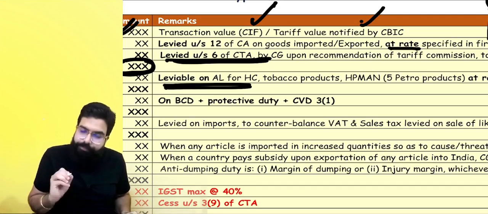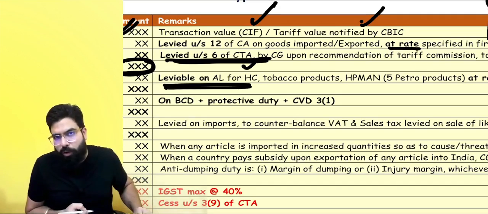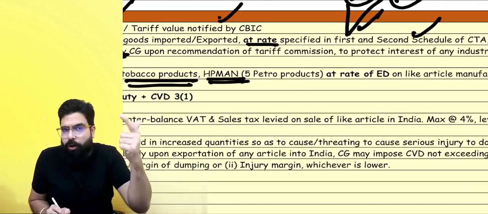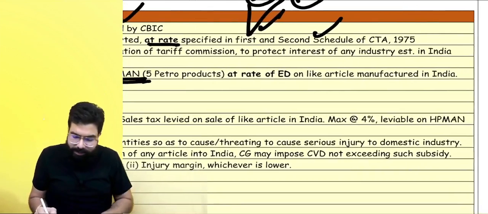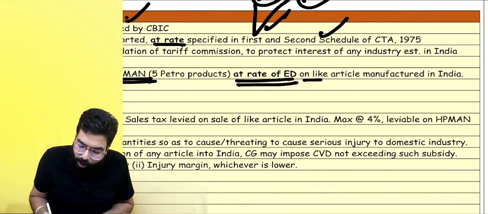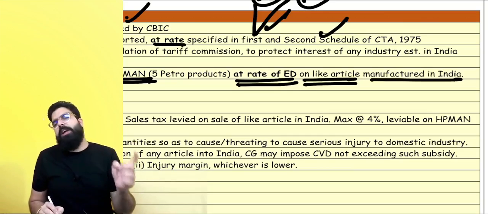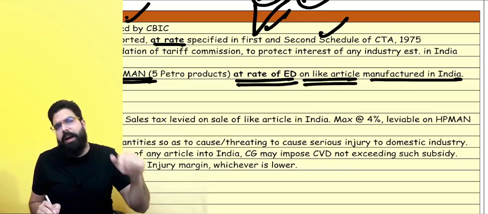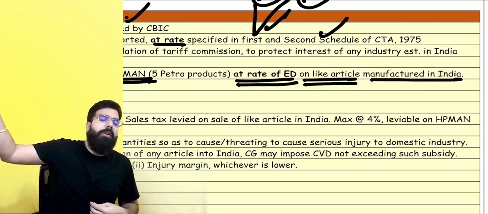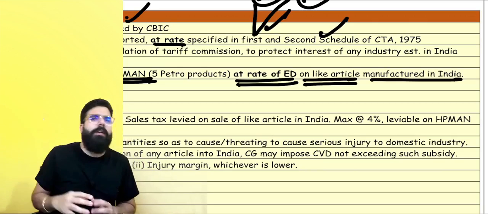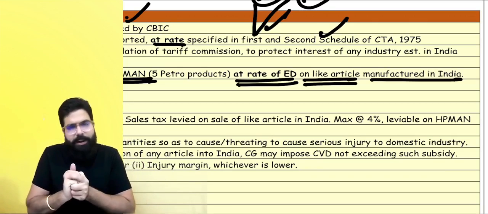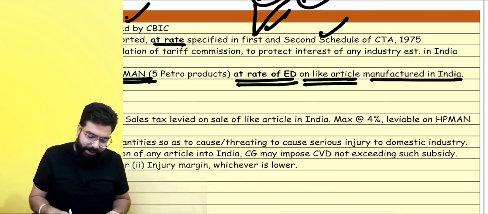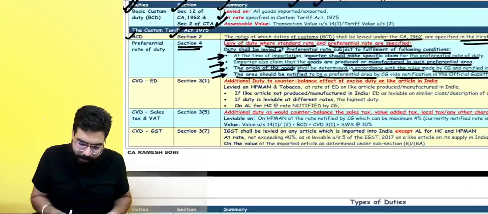It is levied on alcoholic liquor at the rate which is notified by the central government. It is levied on tobacco product, HP man, high speed diesel, petroleum crude, motor spirit, aviation turbine fuel, and natural gas at the rate of excise duty on like article manufactured in India. So, whatever is the rate of excise duty on tobacco or HP man being manufactured in India, that same rate will be applicable when you are importing tobacco products and HP man, high speed diesel, petroleum crude, motor spirit, aviation turbine fuel, and natural gas. Yes, sir, point is clear. CVD 31 is over here, everyone.